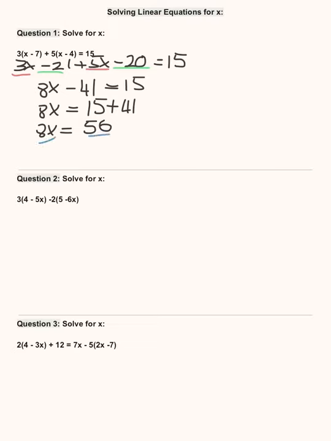by whatever number is beside your variable. So here 8 is beside x. So we divide both sides by 8, which will isolate x and give me its value. So 56 divided by 8. So x here is 7.